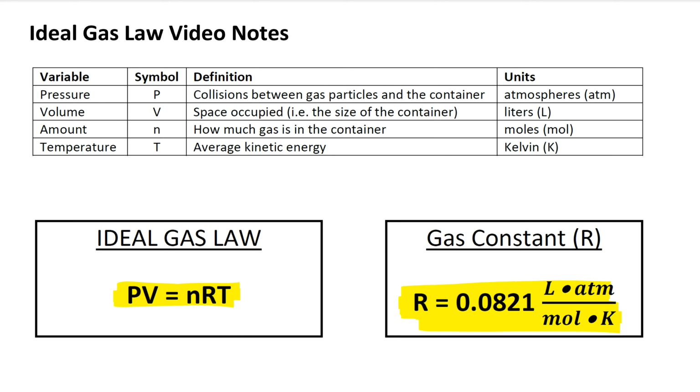And don't let those units scare you. It's just very important that we do know the units of this R constant so that we use the correct units of pressure and volume and the amount and temperature. So because our ideal gas constant R has these units, that's why we have to use these units for our pressure, our volume, and our amount and temperature.